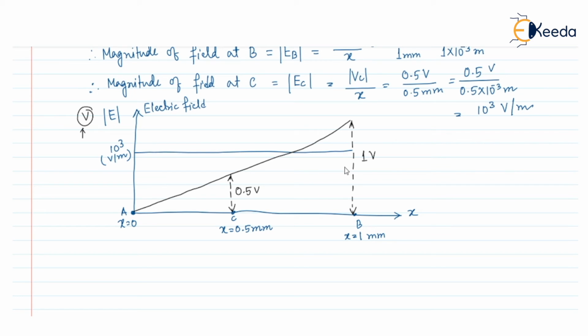We have seen that. The black one is the potential plot, and the blue one is the electric field plot. The electric field is a uniform plot, but the potential plot is linearly increasing with the position. So this is all about the electric field intensity inside the semiconductor bar.